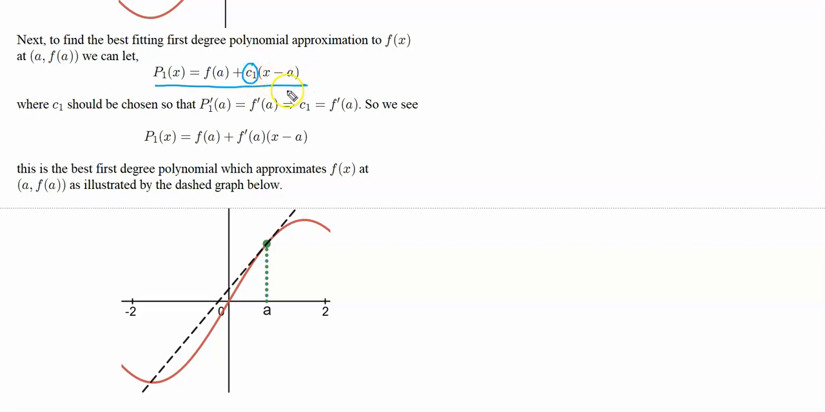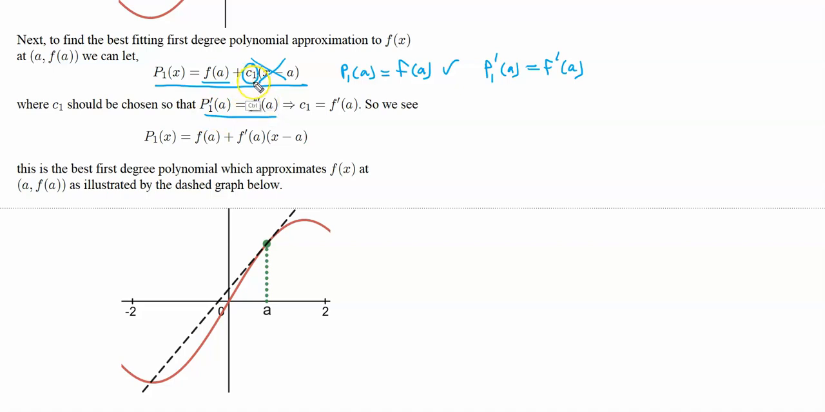Well, it's pretty clear that what we need for this function is we need p1 of a to equal f of a. Well, that already happens. Notice if we put a in here for x, this term goes to 0 and we get f of a. So this already holds. Now we also want the derivative p1 prime at a to equal f prime of a. All right, so that's what we have right here.